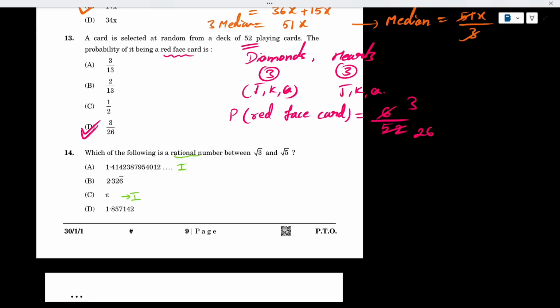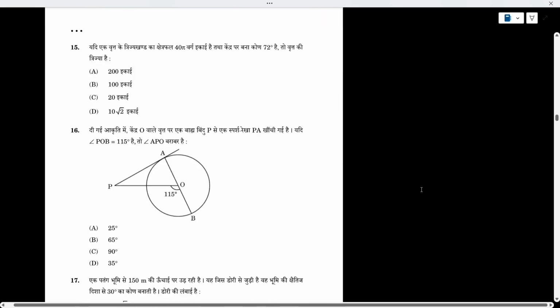So your options can be B or D. How to get it here? Because this is recurring decimal, this is terminating decimal. For this, it's easy to just take the value. Root 3 value, you have to remember, is 1.732 and root 5 value is 2.236, right? It is an approximate value. Now look here, option B is greater than root 5. We need a number between root 3 and root 5. So your option D, because 1.8 is going to fall between these two numbers. Option number D is right, which is a terminating decimal, a rational number. Now let us go for the next question.